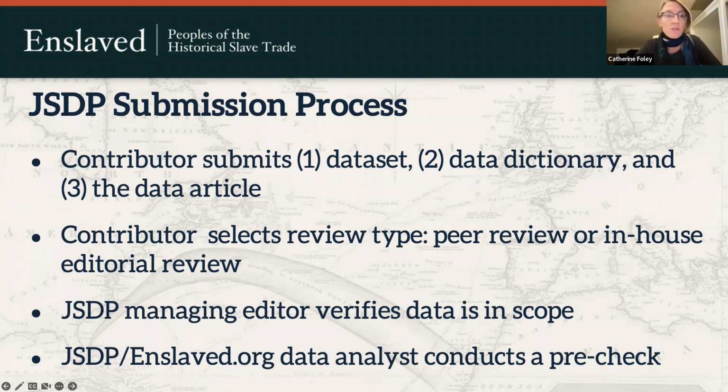And then the third part of the submission is a data article that describes sources and methodology and the historical significance of the data. And so the data dictionary and the data article should provide enough contextualization so that the data set can be discovered, understood, and used by others, including for long-term secondary purposes that were not envisioned at the time that the data set was created.